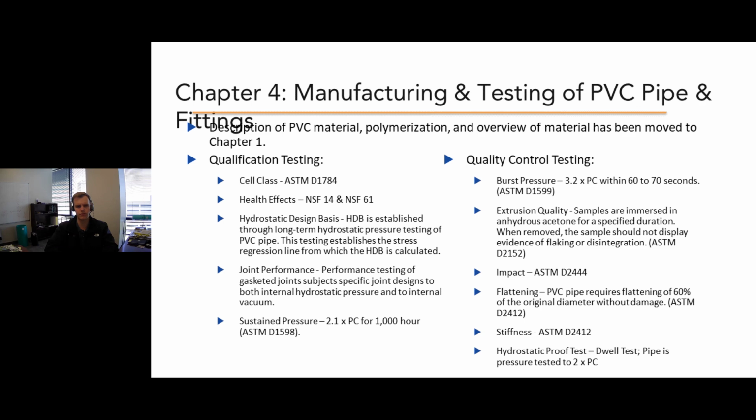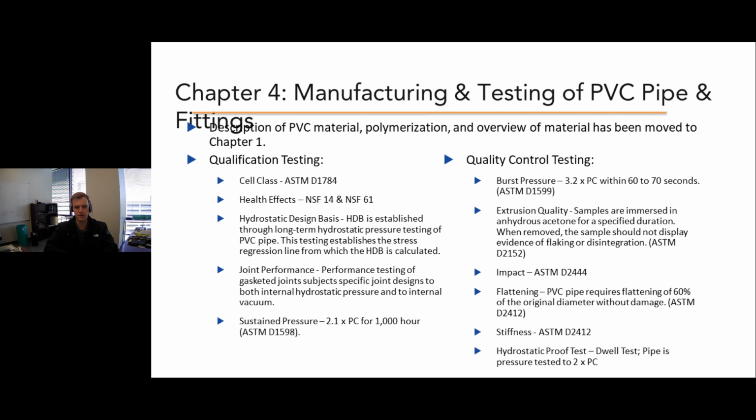As a brief overview of those, qualification testing generally is what's used to determine pressure class, what's used for design of PVC pipe. That gets into testing to determine cell class codes, which show modulus of elasticity, tensile strength, impact resistance, stuff like that. Health effects testing is done in accordance with NSF 14 and NSF 61 to make sure it's safe for drinking water. Hydrostatic design basis, as I mentioned earlier, is established through long-term hydrostatic pressure testing. And this establishes the stress regression line, which you can then use to calculate a hydrostatic design basis.